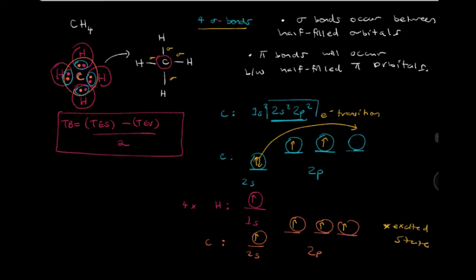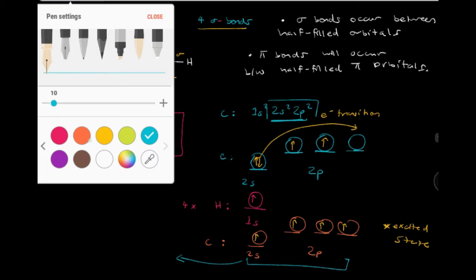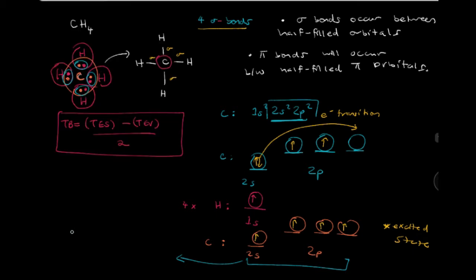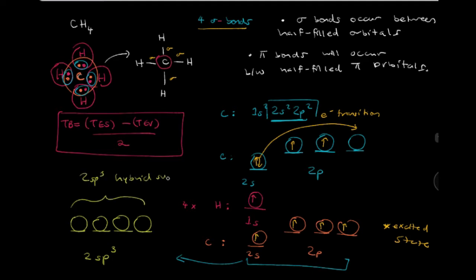Okay? So in order for me to do that, you get a fusion of this 2s orbital with the 3 2p orbitals. When you fuse this together, you create something called a hybrid orbital, and the hybrid orbital, because it consisted of one s orbital and 3 p orbitals, it's called a 2sp3 hybrid orbital. And this whole thing is called a 2sp3 hybrid subshell.